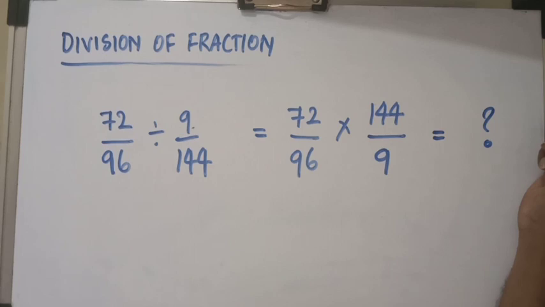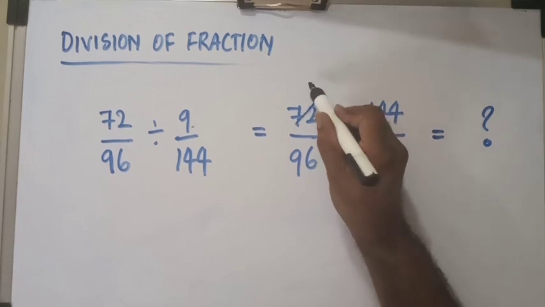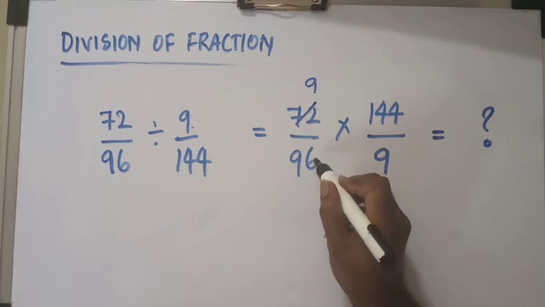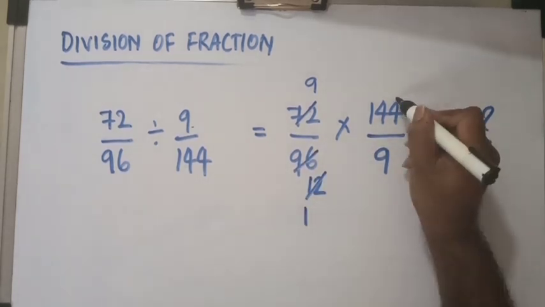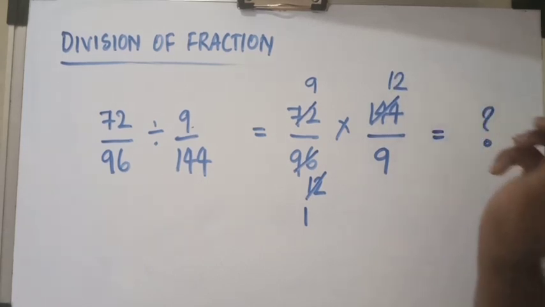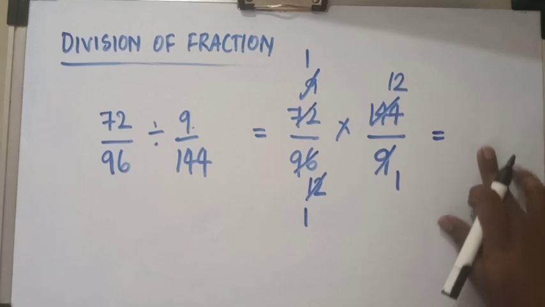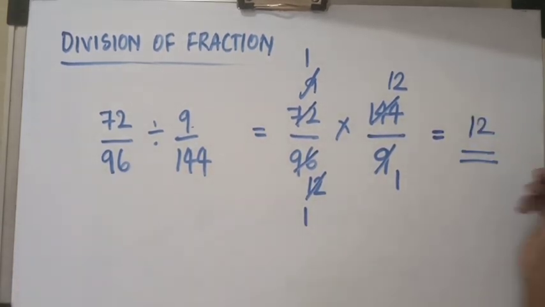How can you cancel it out, children? See, it goes in the table of 8. 72 goes in the table of 8. 8 9s are 72. 8 12s are 96. 12 1s are 12. 12 12s are 144. 9 1s are 9. 9 1s are 9. So what I have left is 12. So this is also one way where you can solve the sums.